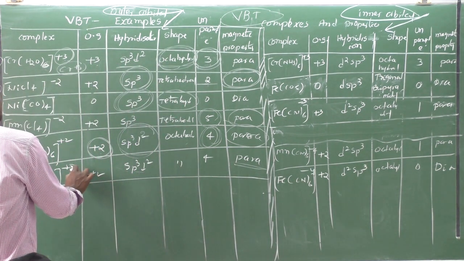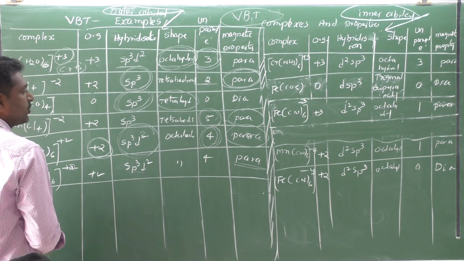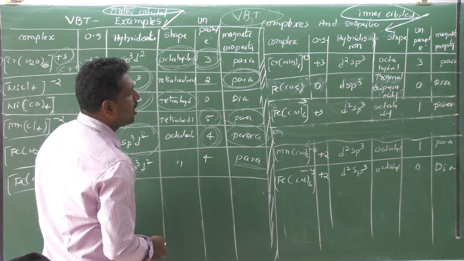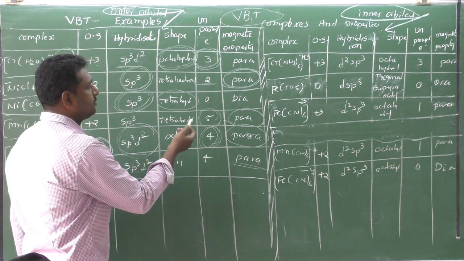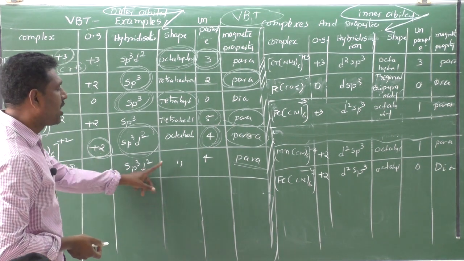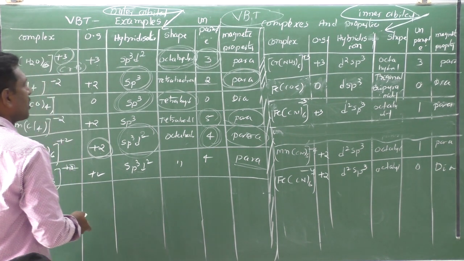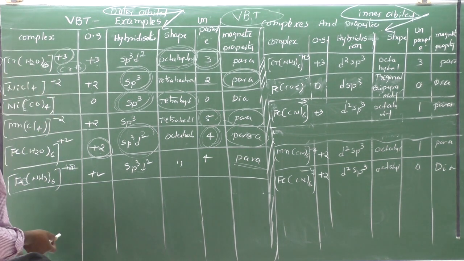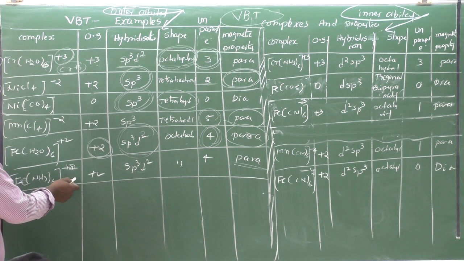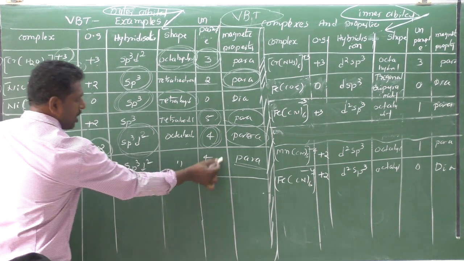In exception cases, this is also plus 2, say Cr in some cases, so sp3d2, octahedral, 4 unpaired electrons are possible. Fe plus 2: Fe is 3d6 4s2. How many electrons are removed? Fe plus 2 means 3d6 4s0. So 4 unpaired electrons are possible.